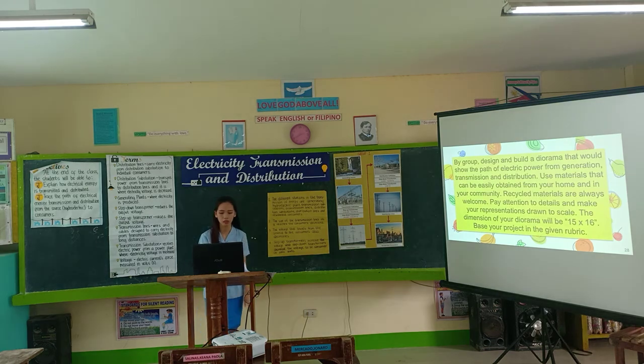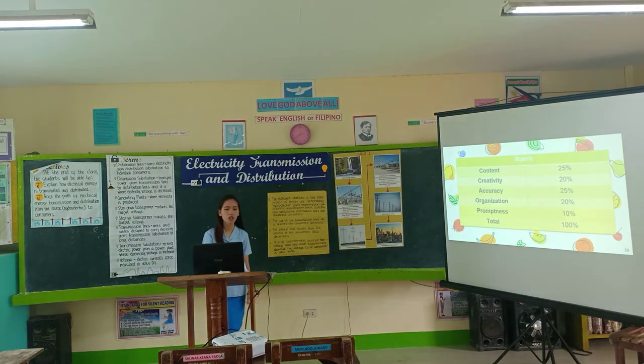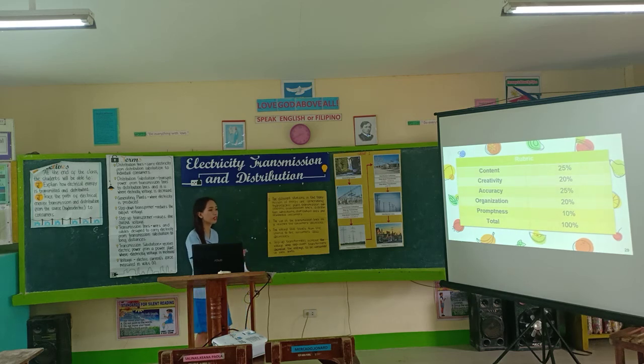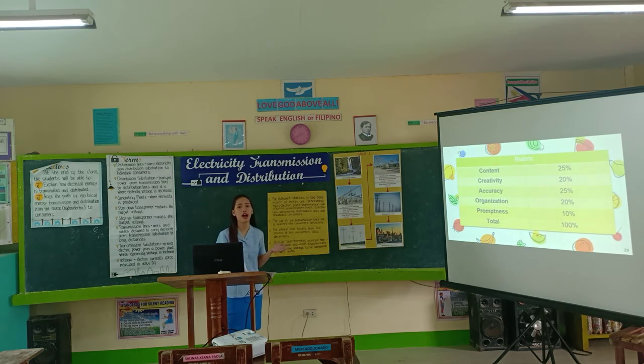This is the rubric. Content, 25%. Creativity, 20%. Accuracy, 25%. Organization, 20%. Promptness, 10%. A total of 100%. Your group will be the same as in your group during the activity.